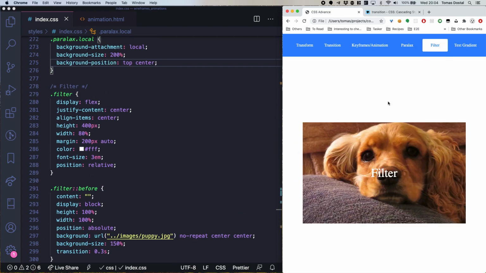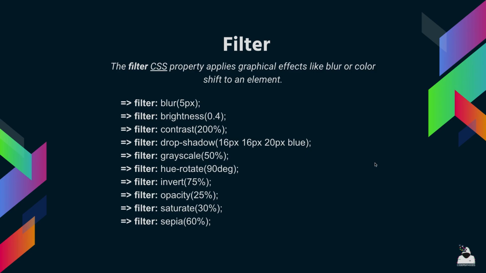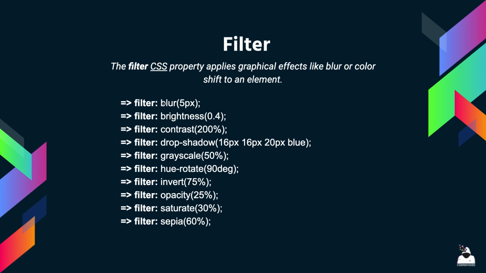Thank you. And then we have filter. Filter is a very cool thing that has been added to CSS not that long ago as well. Filters are basically what you would find on Instagram. I'm pretty sure that everybody knows Instagram, and you can take an image and add any kind of filter to it. So you can do blur, brightness, contrast, hue rotate, saturation, sepia, and stuff.